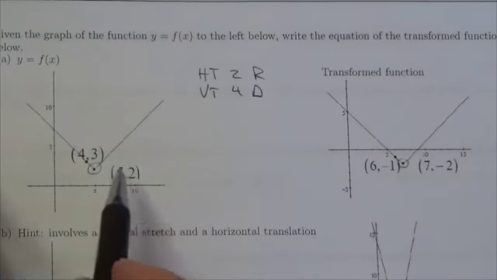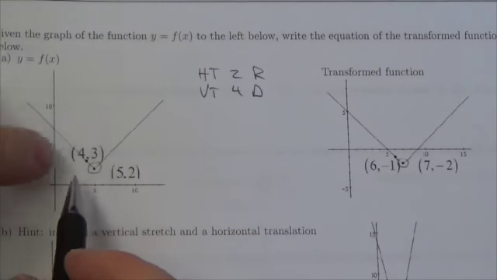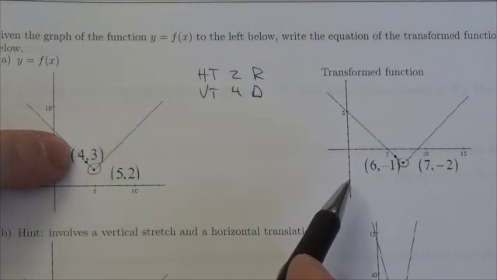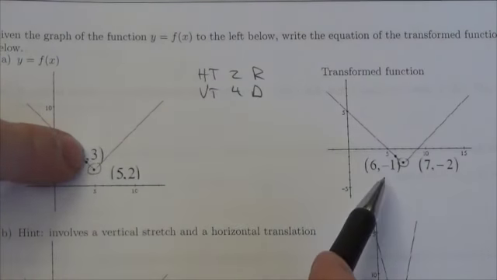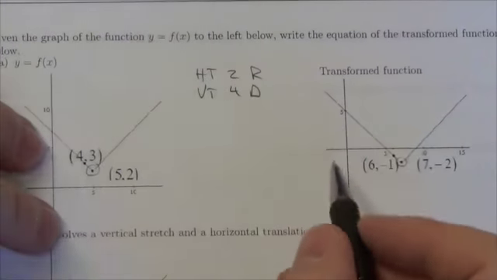Now let's just see that applies to that other point here, and then I'll know that I'm on the right track here. So to go from 4 to 6 is 2 to the right. Okay, good. To go from 3 to -1 is 4 down. Okay, so those are my transformations here.